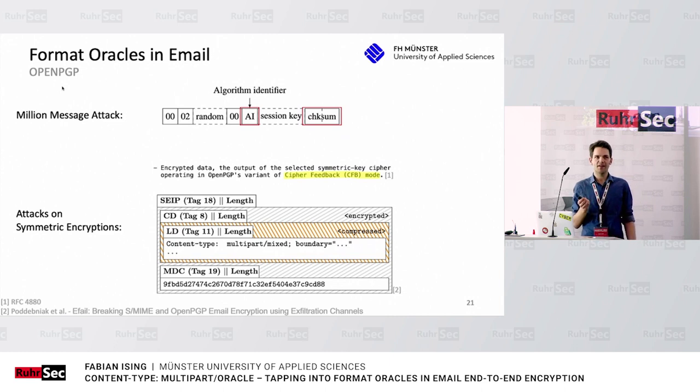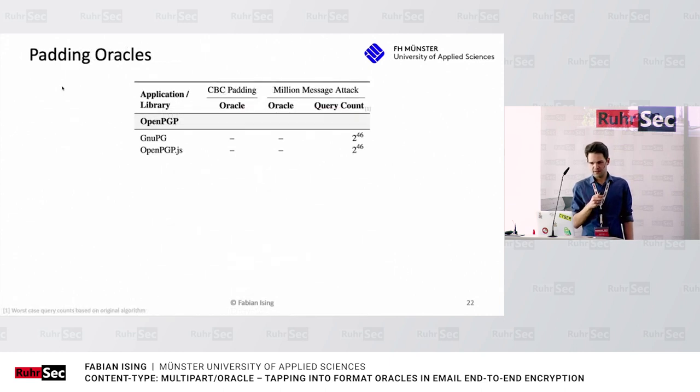There are, of course, some other format oracles as published by Marie et al., but we've also tested those and found that no client leaks actual error messages to the attacker. So we couldn't use those as well. So to summarize that for OpenPGP, it looked quite bad. We had no CBC padding oracle. And for the Bleichenbacher oracle, we are in the number of 2 to the 46. And I won't even pretend to know what that number is.